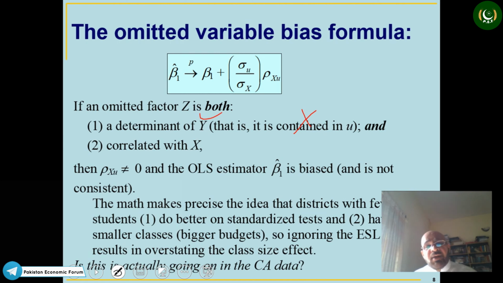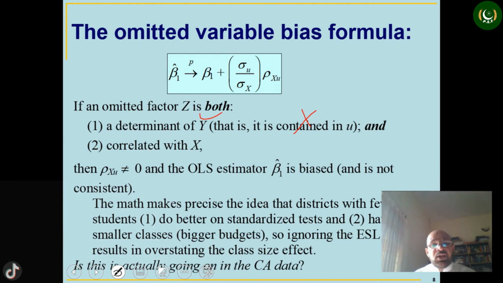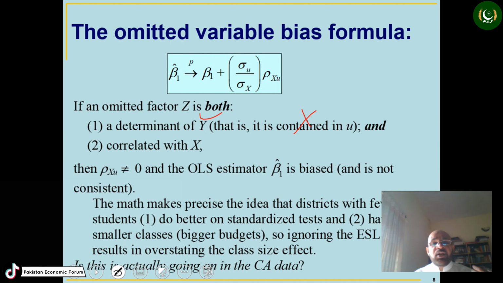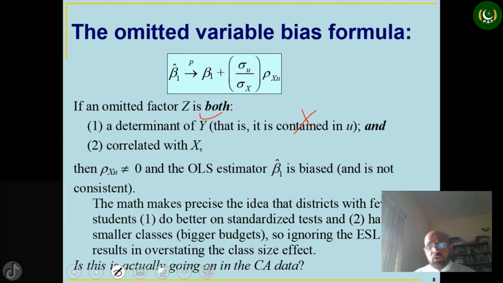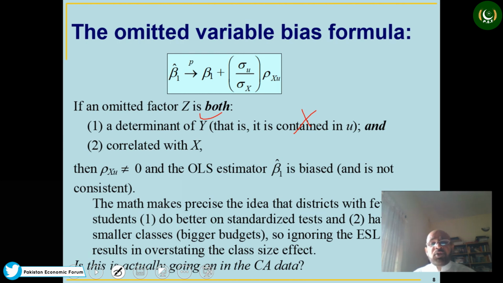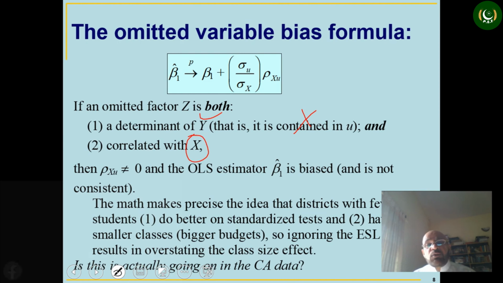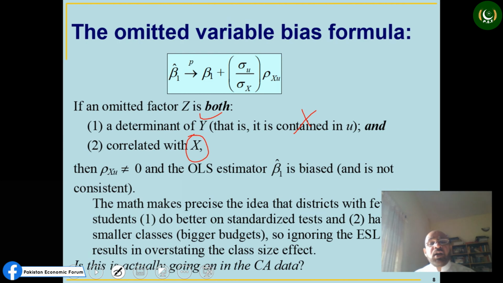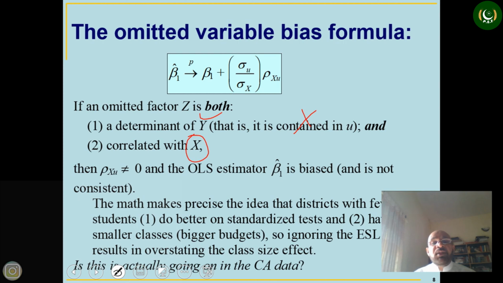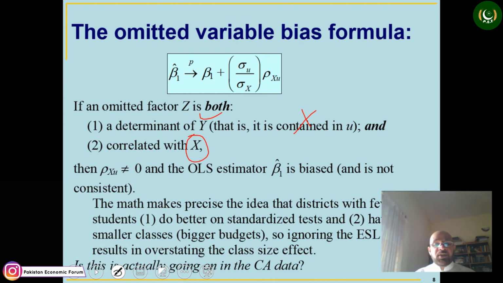But since we have randomly assigned these students to high class size, low class size, morning, evening, afternoon, it's not correlated with large class size. So that condition is violated. So in these two examples, parking lot and timing of the test, these two are satisfying one condition but not the other. The first one. So therefore, if you exclude that variable, this will not lead to omitted variable bias.